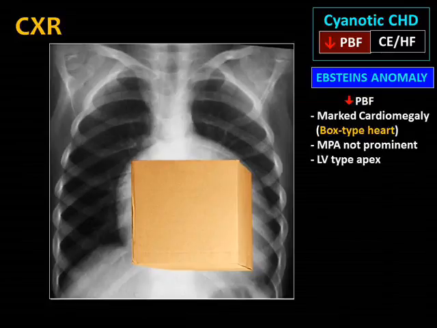This is a chest X-ray of a patient having cyanosis with decreased pulmonary blood flow showing cardiomegaly. This is a case of Ebstein's anomaly showing marked cardiac enlargement, called a box type heart. Here the MPA is not prominent and an LV type of apical impulse is noted.